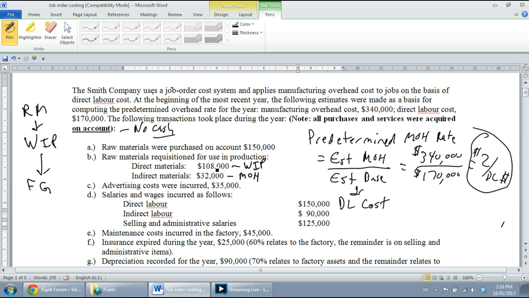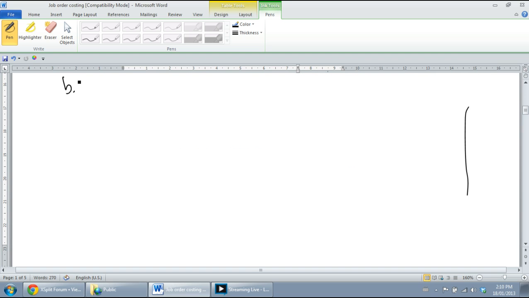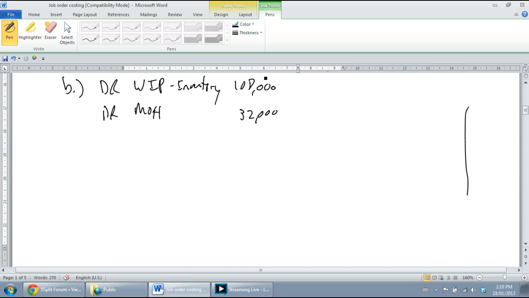Okay, so 108 and 32. So let's do that. B, I'm going to debit WIP inventory, work in process inventory, for 108,000, and I'm going to debit MOH, manufacturing overhead, for 32,000. So those are two debits. I'm missing a credit of 140,000.